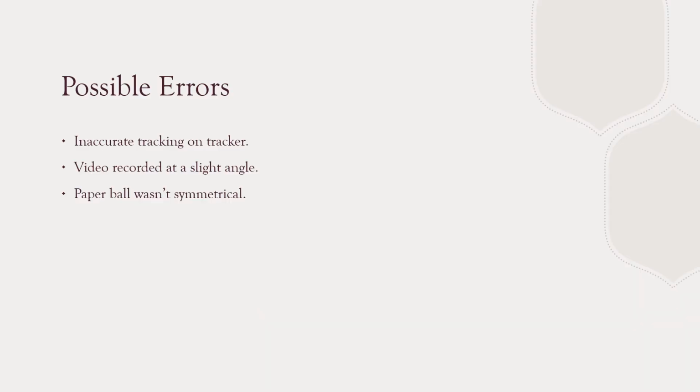So some possible errors in my experiment, like I discussed in the last slide. The discrepancies in the graph were likely caused by inaccurate tracking on tracker, which was my human error, not being able to place the center of mass right in the center; it was likely off by a little bit. Also, my phone was at a slight angle when I recorded the video, which would make the measurements not quite perfectly accurate. And also, the paper ball wasn't perfectly symmetrical when I crumpled it up and then dropped it. So that means that drag would act inconsistently on each different part of the ball because the center of mass is not perfectly in the center of the ball.